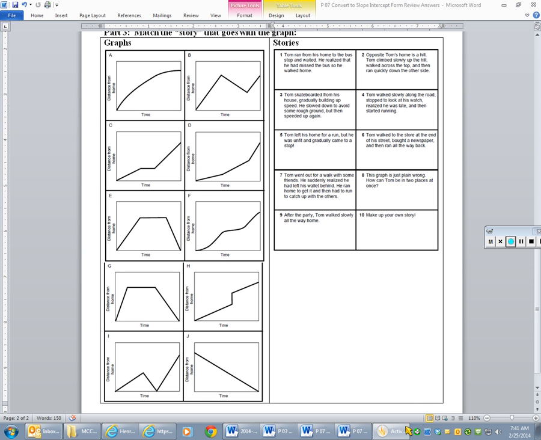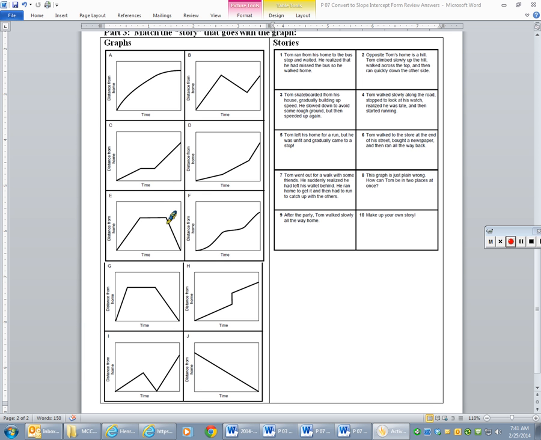Alright, let me pick a different color. Number 4, Tom walked slowly along the road, stopped to look at his watch, realized he was late, and then started running. Okay, so that particular graph is actually going to be right there. Okay, and the reason why is because you see he's walking, so this incline is going to be not as steep.